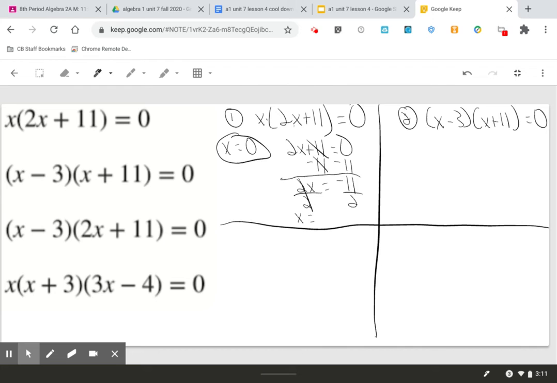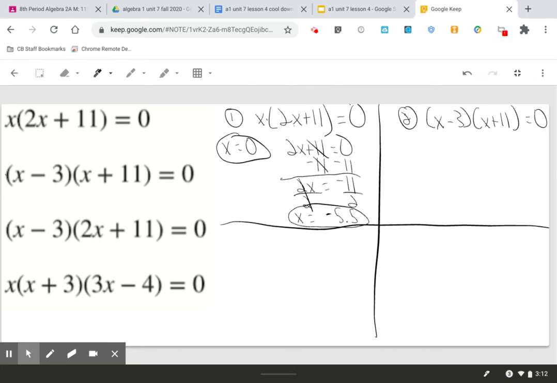Okay, and let's see, you may need a calculator for this. This is going to be a decimal, but negative 11 divided by 2 is negative 5.5. So that is the second solution. And that is literally it.